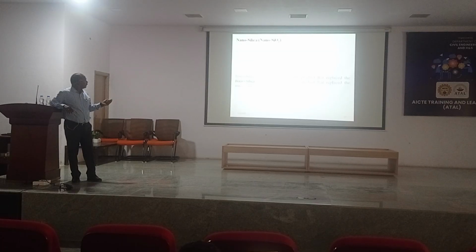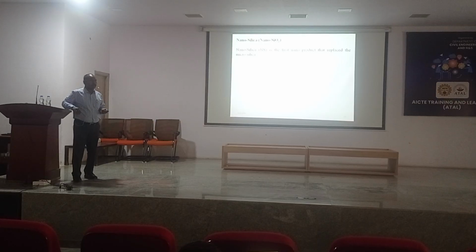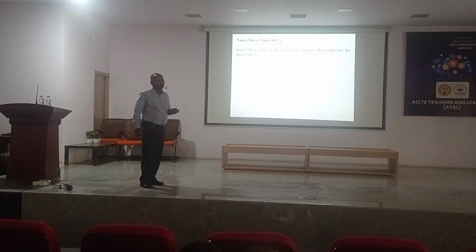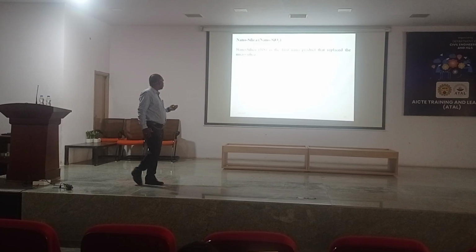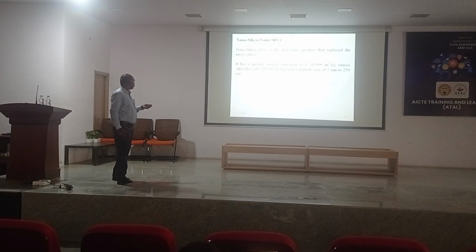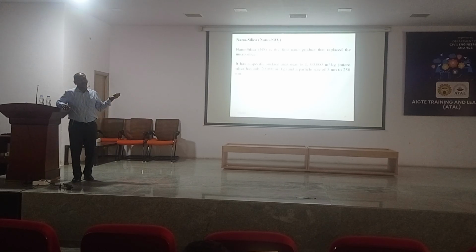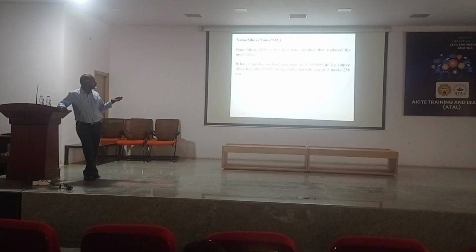Okay, one by one. Nanosilica is the first product. Earlier we were using microsilica also, that is called silica fume. The surface area of silica fume is 20,000 meters squared per kg, whereas the surface area of nanosilica is approximately 1 lakh meters squared per kg. And the particle size varies from 5 nanometers to 250 nanometers.